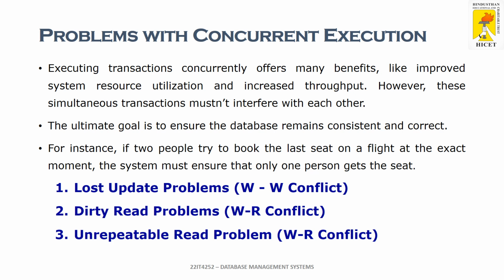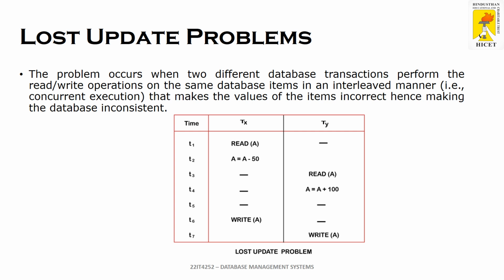The problems are the lost update problem, where there is a write conflict. Generally, read and write operations are there in a database. So: the lost update problem, the dirty read problem, and the unrepeatable read problem. These problems are possible when we have concurrent execution. The lost update problem occurs when two different database transactions perform read and write operations on the same data at the same time in an interleaved manner.